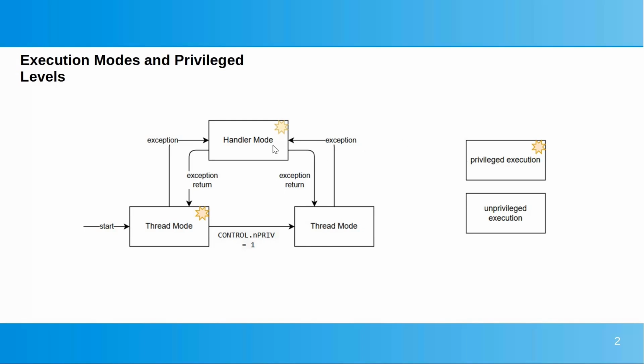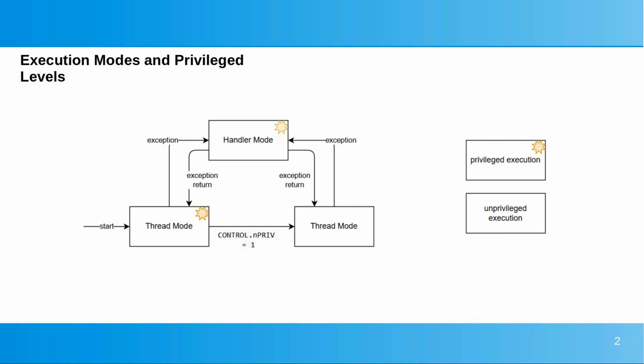To return back from our handler mode to thread mode, we need to return from our interrupt or exception service routine to the main application that will be running by default on thread mode. We can return either to thread mode running on privileged, or we can return as well to thread mode running on unprivileged. Hence, the thread mode can support both execution levels, privileged and unprivileged.